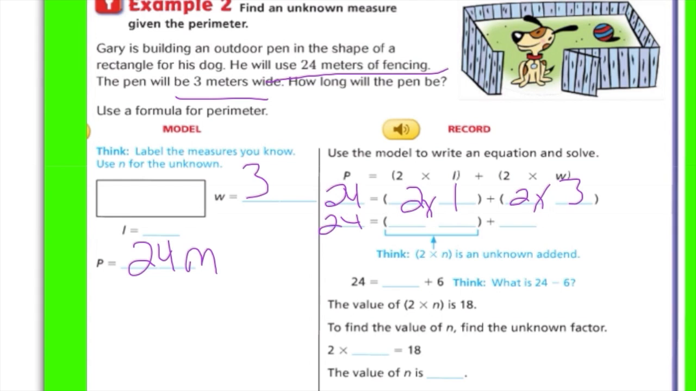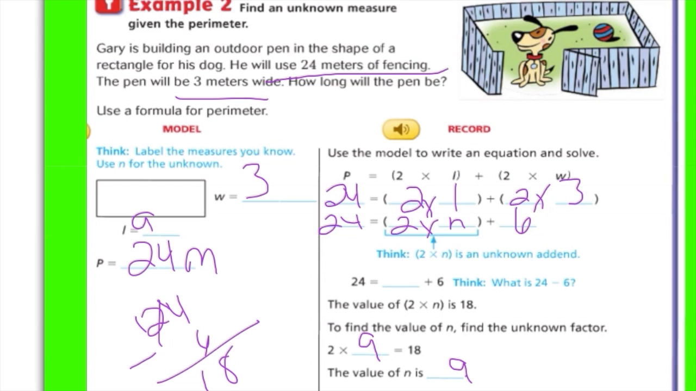So I know that this is 2 times n. Think of n as the unknown number. And 2 times 3 is 6. So now I have to say 24 minus 6 is 18. So I know that the total of both sides for the length is 18. So now I can divide: 2 times what equals 18, or 18 divided by 2? Does it matter which one I do? No, it will give me the same answer. So I know that 2 times 9 is 18, so the value of n would be 9. So the length would be 9.